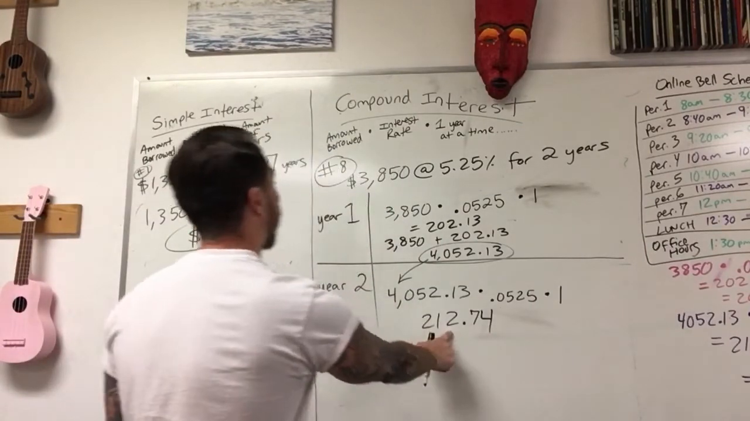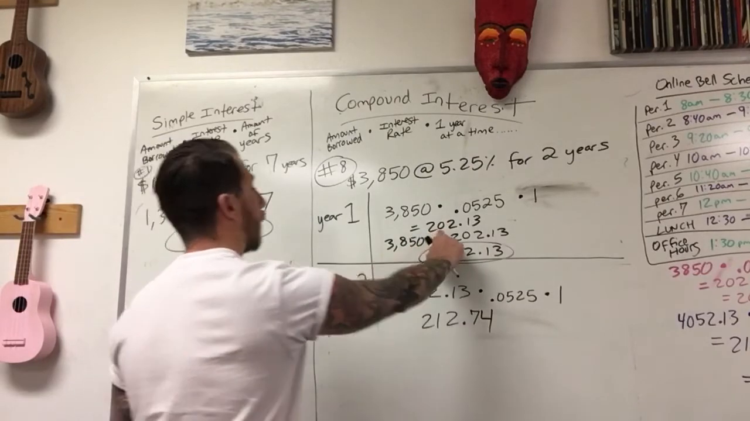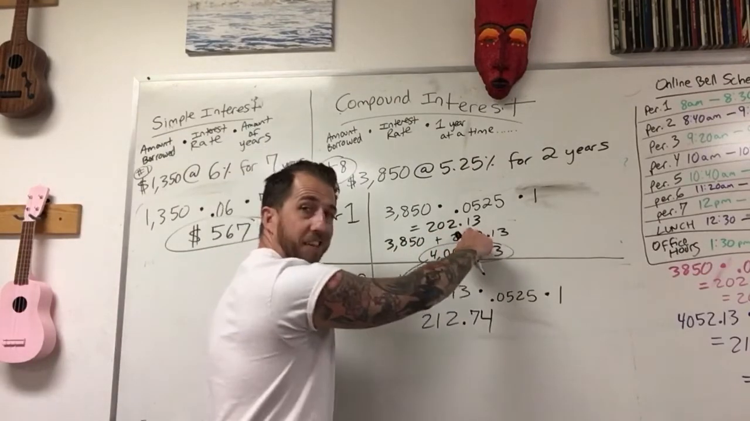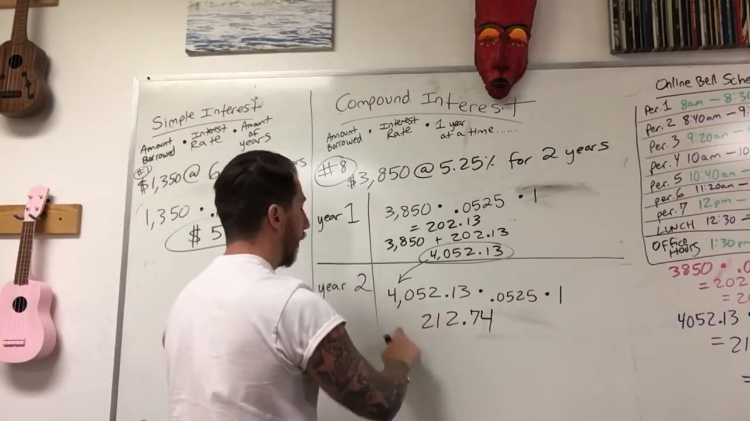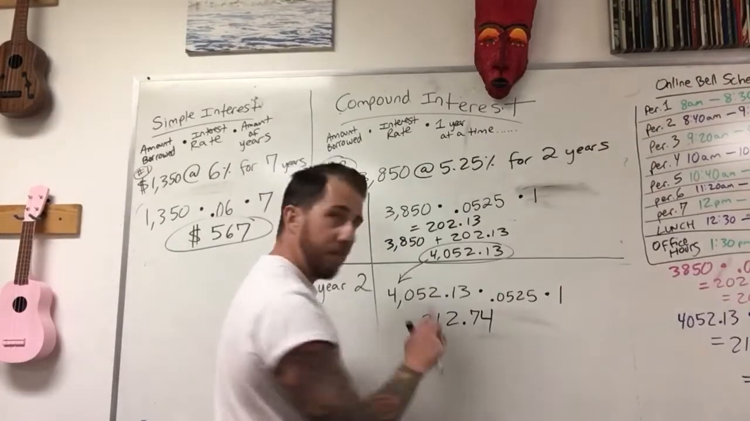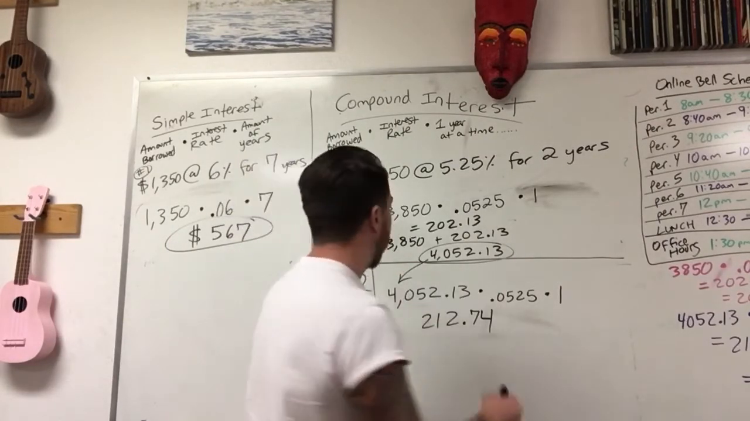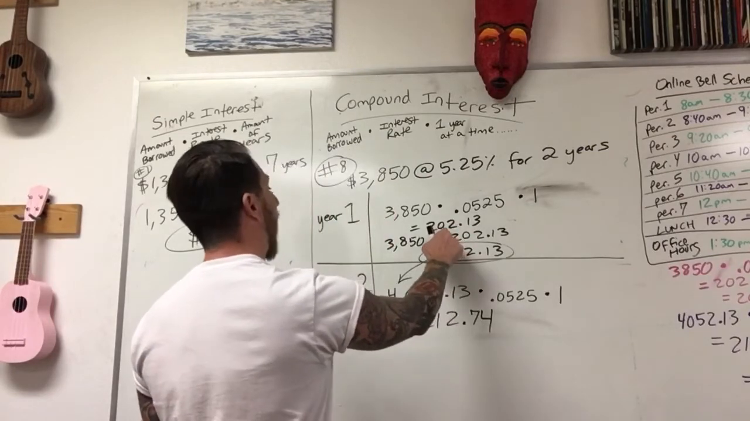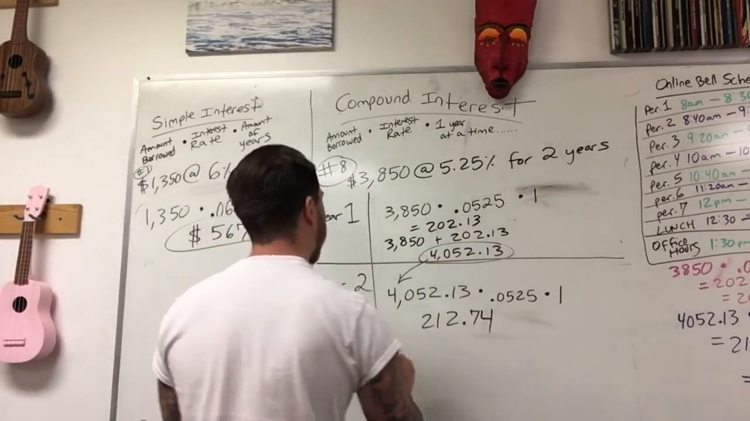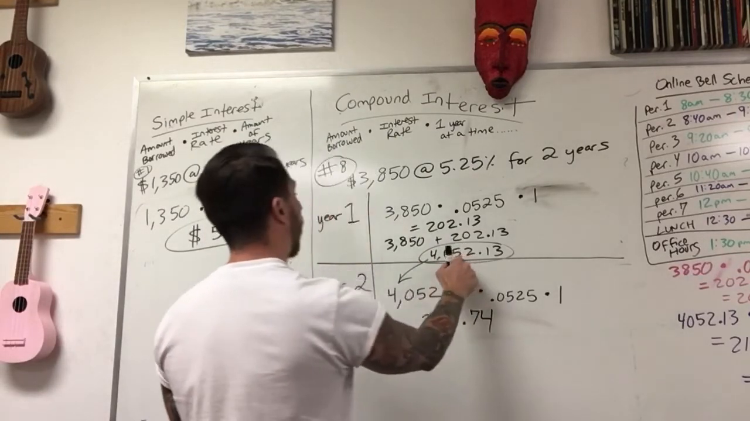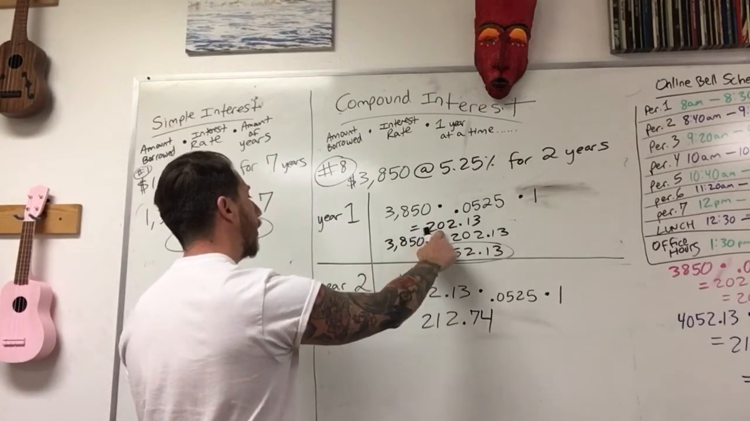So now that's our interest. And if you notice, the interest the first time around was $202.13. Now, because we have a higher amount here, our new interest for year 2 is $212.74. And just like we did before, we added that to that. So that's the amount that we had to pay back. We paid back the original amount plus our interest.